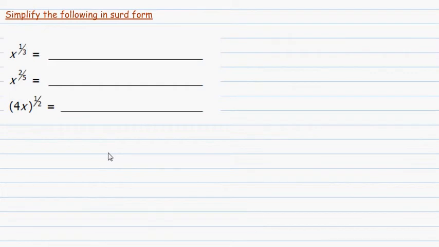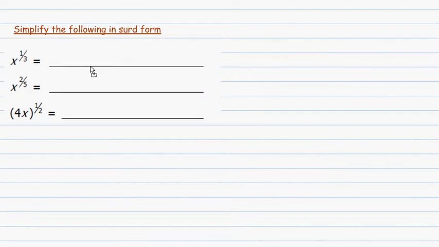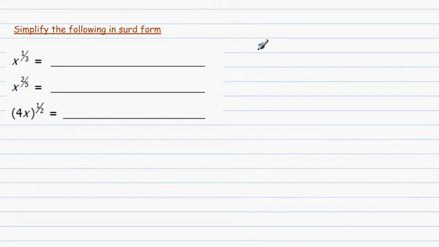In this video, I want to go over a few examples on converting from surd form to index form and from index form to the surd form. So let me write the first formula. The formula that you need to know is x to the power 1 over n means this is the nth root of x. This is the rule, or this is the formula you need to know.